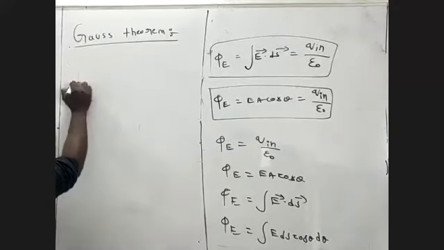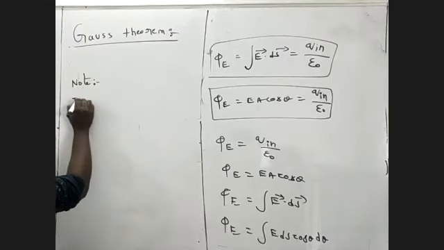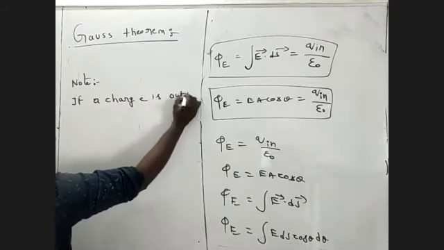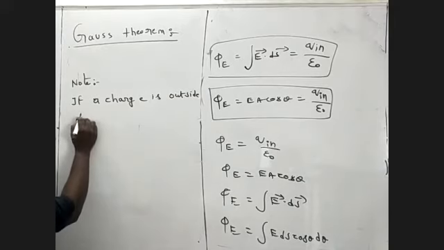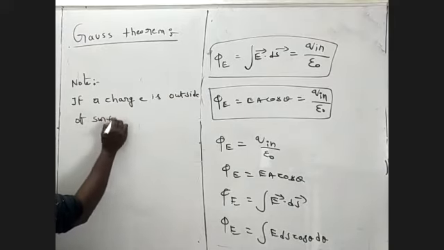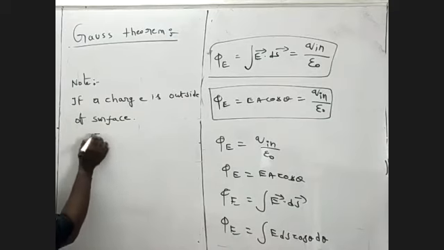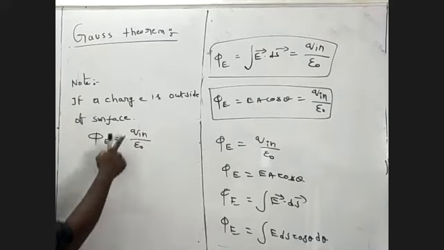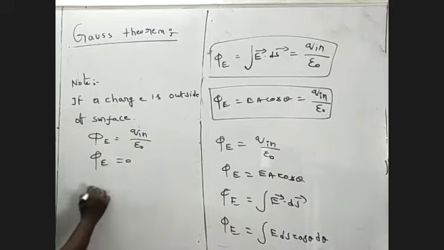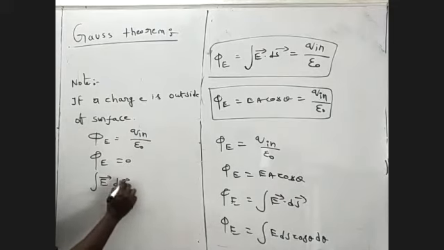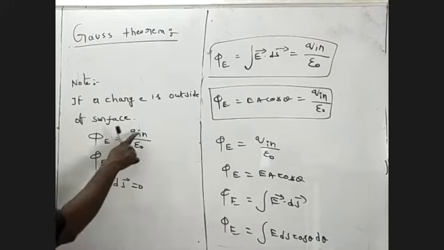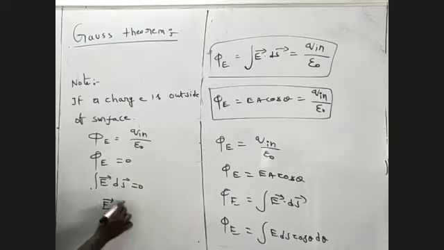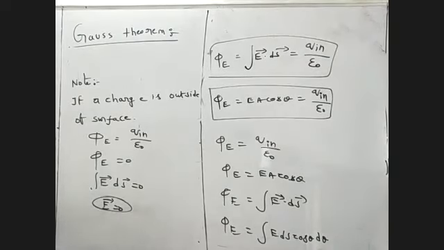Note: if a charge is outside of the surface, then the flux is 0. Electric flux is equal to Q enclosed by epsilon naught, and the enclosed charge is 0, so the electric flux is 0. The integral of E bar dot ds bar is also 0. Charge outside, flux is 0. So E bar dot ds bar is also 0. That is the point.